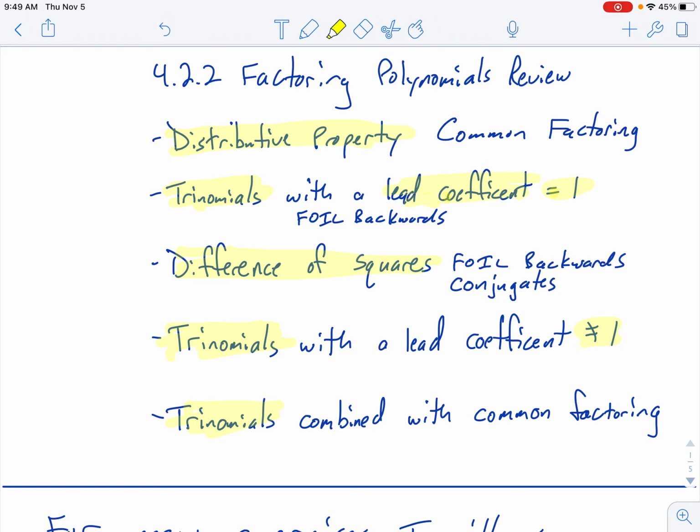And then finally you can combine factoring. So you can do one problem that has both the common factoring in it and trinomial factoring in it at the same time. So we're going to do a couple examples of that.